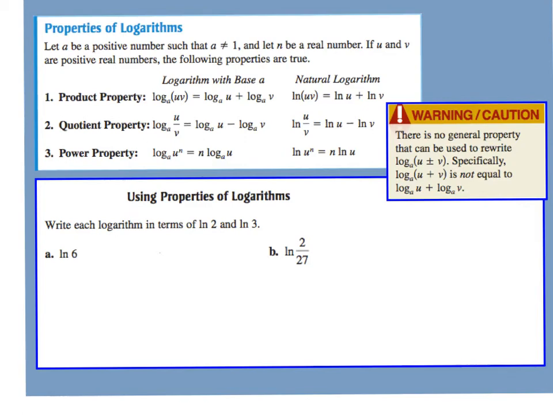And then this is the power property. We kind of talked about this yesterday. When we have a u to the n in this case, this n actually comes out front. All right, and so it would be n log u.